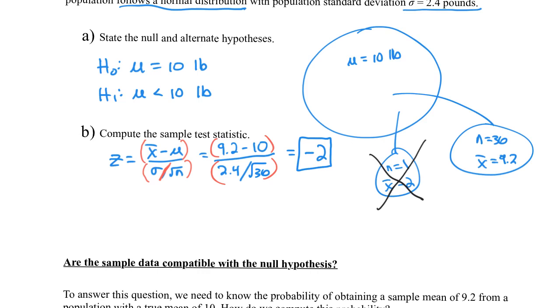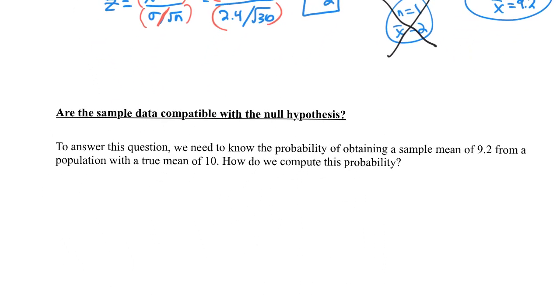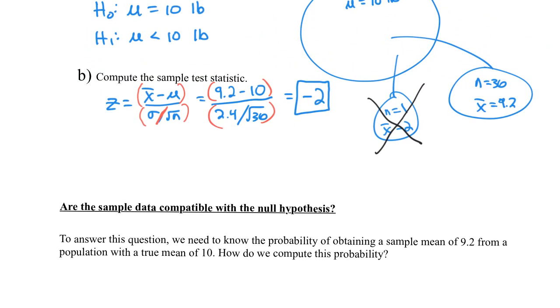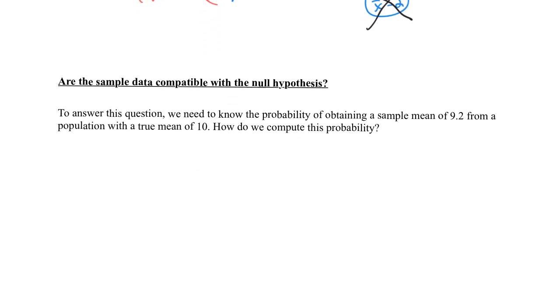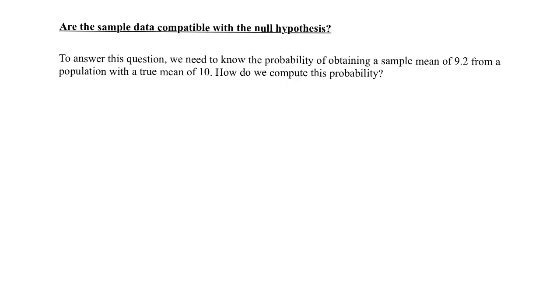So once we have our sample test statistic, we have this z-score, now we can say, are the sample data compatible with the null hypothesis? In other words, is this compatible with this? Right? Is this okay? Should we expect this to happen if this is really true? So that's what we're going to look at here. This is really the key part of this problem. So we want to know the probability of obtaining a sample mean of 9.2 from a population with a true mean of 10. How do we compute this probability?